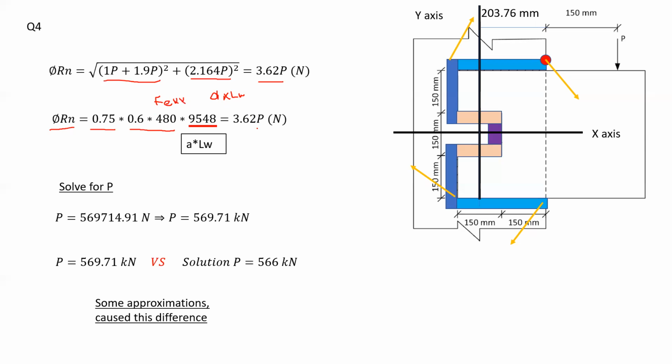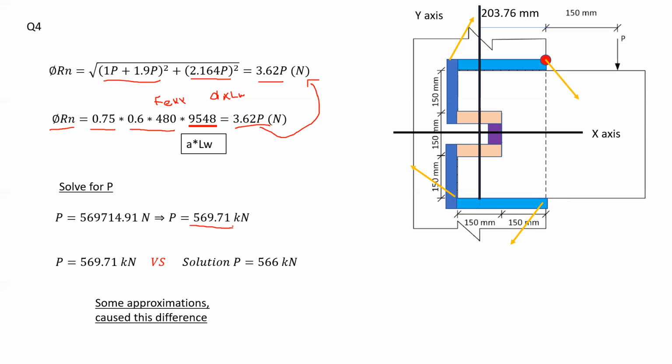Now, on the other side of the equation, I have the 3.62 P, which is the total magnitude of the applied load. So as you can see here, I can find the capacity of the welds, and I have the magnitude of the forces that are applied. So the only unknown in this equation is the P value. Now calculating the P value from here, it appears that P is equal to 569.71. And that is actually a factored load according to LRFD, 569.71 kilonewtons.